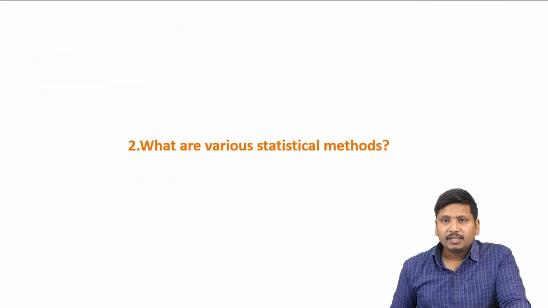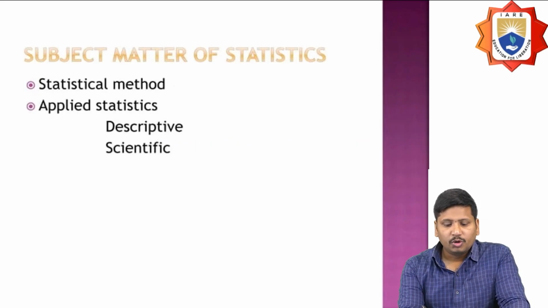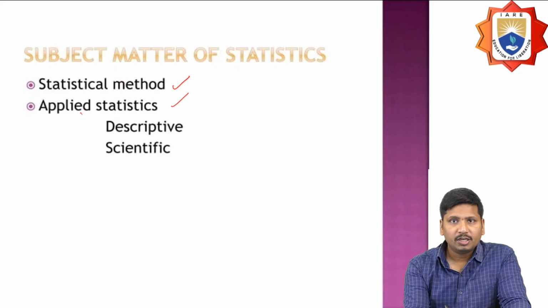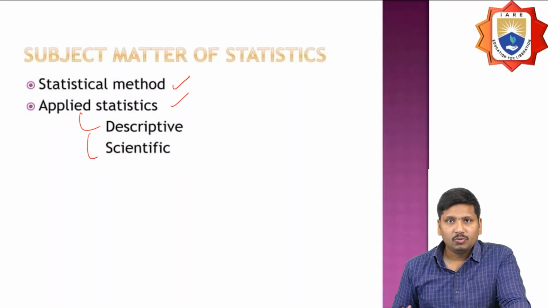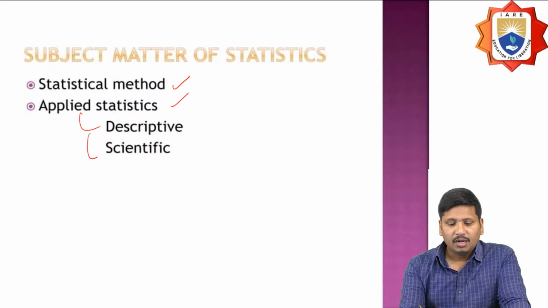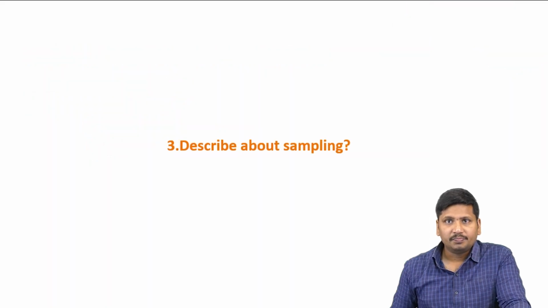And what are the various statistical methods we have? Some of the statistical methods are theoretical statistics and applied statistics. Applied statistics is further divided into descriptive statistics and scientific statistics. So mainly statistics will be of two types: theoretical statistics and applied statistics, and applied statistics will again be of two types, descriptive and scientific.